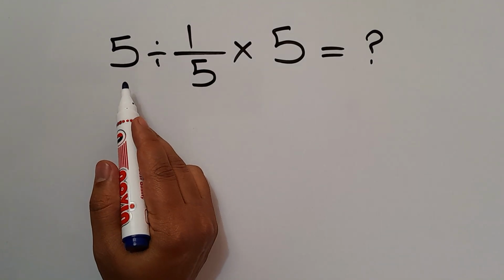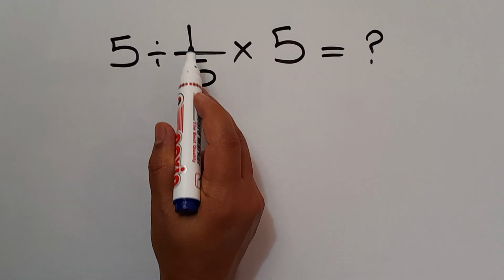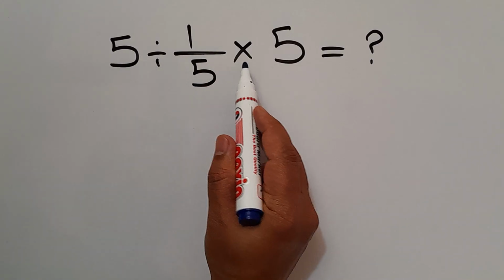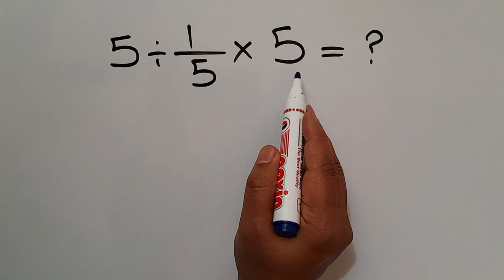In this video we want to find the value of this expression: 5 divided by 1 over 5, then times 5. Are you ready to solve? Let's go and get started.